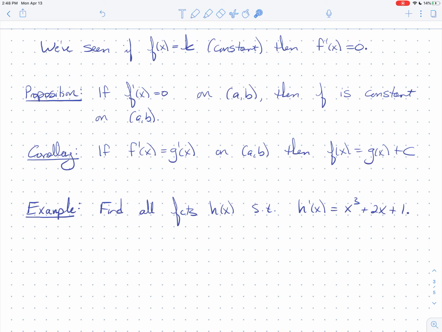So I've called this a proposition. A proposition is like a theorem. It's just a fact, a mathematical fact.